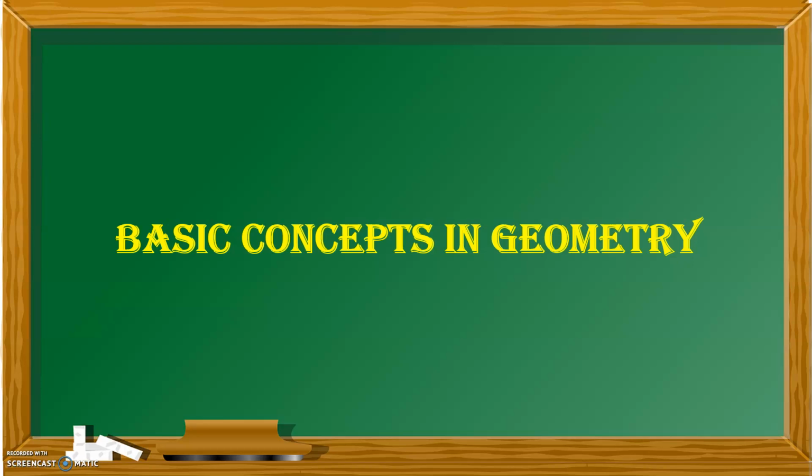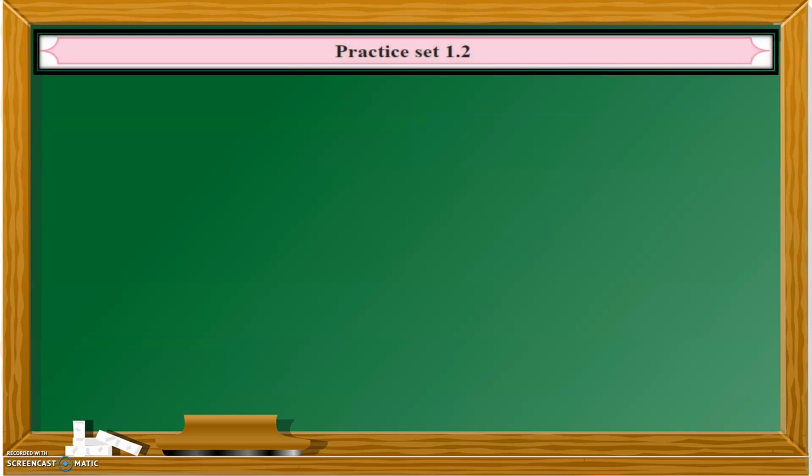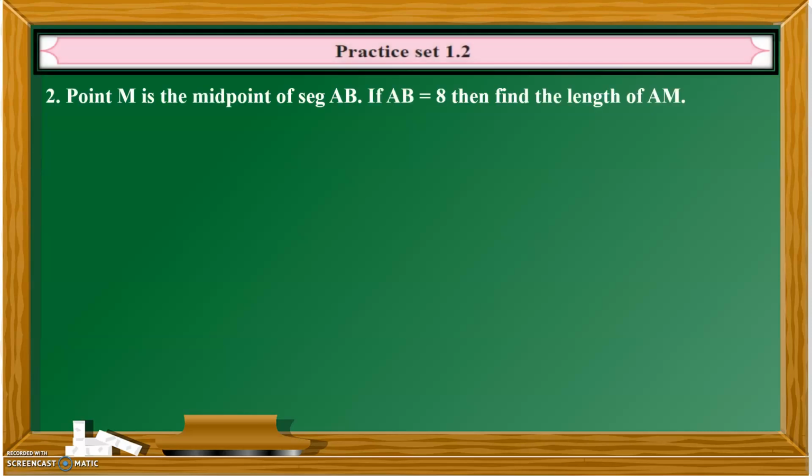Hello students, in today's video on basic concepts in geometry, we will be solving the remaining sums of practice set 1.2. So we start with the second question. Point M is the midpoint of segment AB. If AB is equal to 8, then find length of AM. So let's have the solution here.